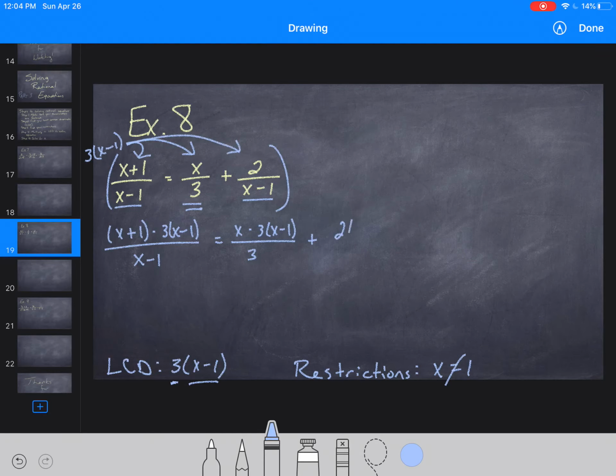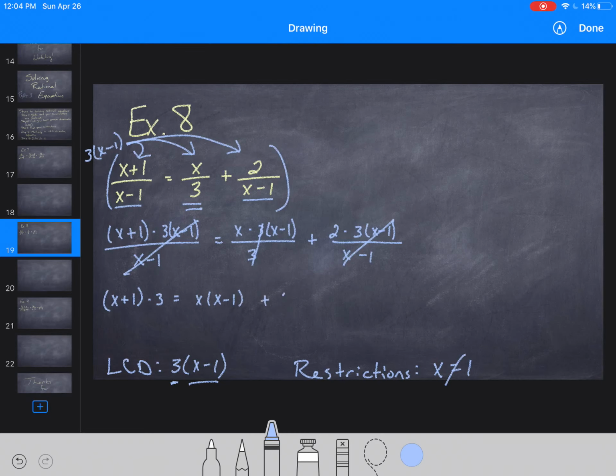I end up with x times 3(x minus 1) all over 3. I multiply it into my third fraction. I end up with 2 times 3(x minus 1) all over x minus 1. Then I'm going to look to see what reduces out. For my first fraction, I can get rid of the x minus 1s. For my second fraction, I can get rid of my 3's. And for my third fraction, I can get rid of my x minus 1s.